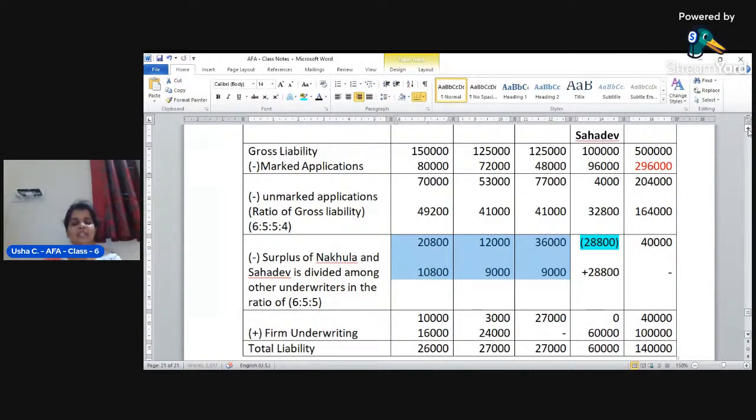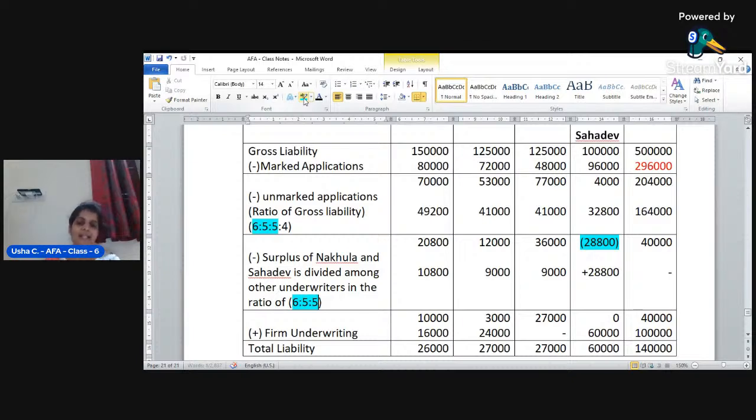Underwriters. So this 28,800, for that we have to divide among the other firm underwriters in their gross liability ratio. What is their gross liability ratio? Their gross liability ratio is 6 is to 5 is to 5, right? The same 6 is to 5 is to 5 we have taken here, and that must be calculated.